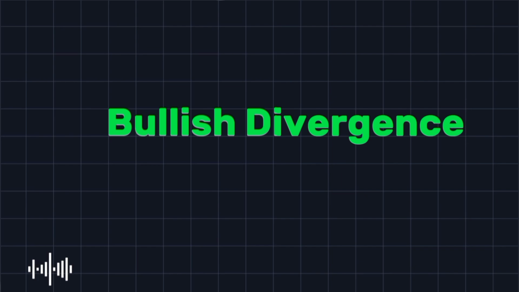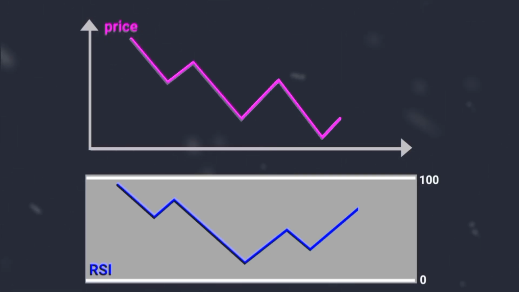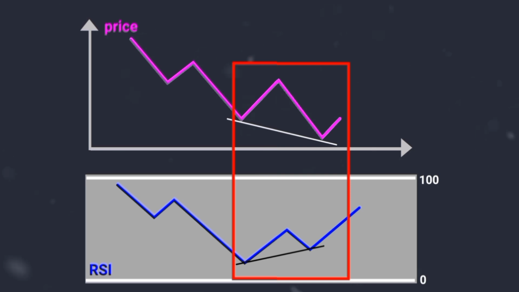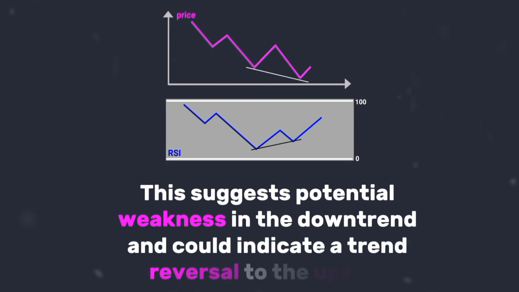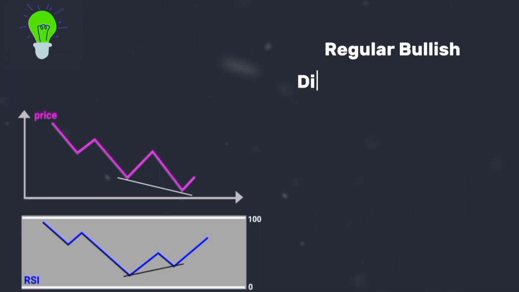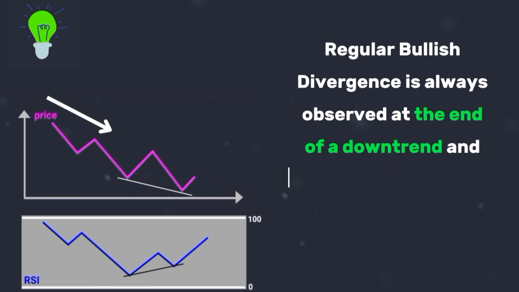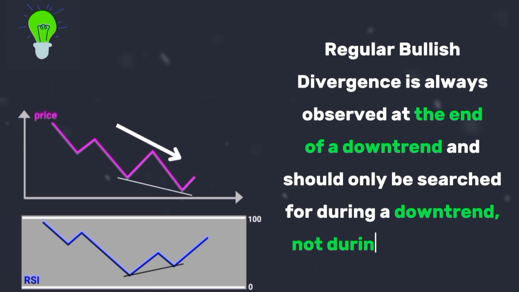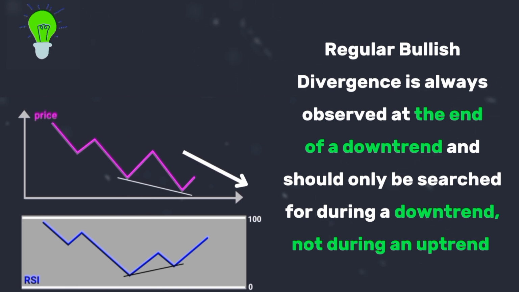Bullish divergence. It occurs when the price is making lower lows, but the RSI is making higher lows. This suggests potential weakness in the downtrend and could indicate a trend reversal to the upside. Note: regular bullish divergence is always observed at the end of a downtrend and should only be searched for during a downtrend, not during an uptrend.